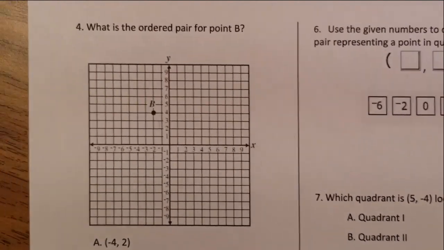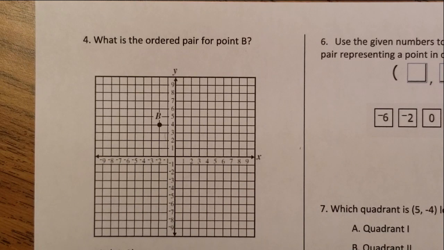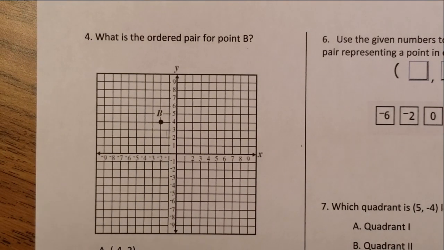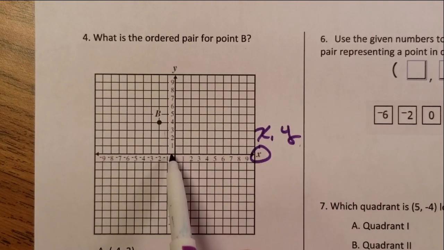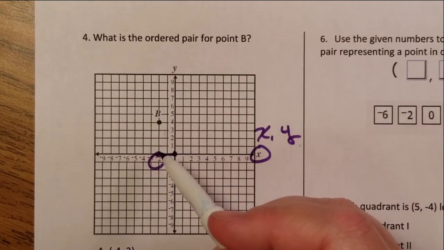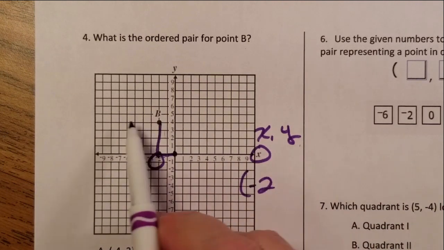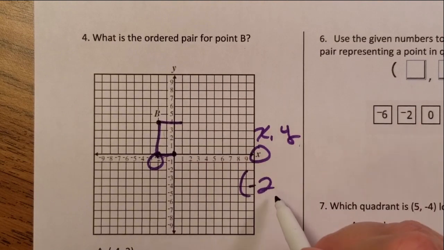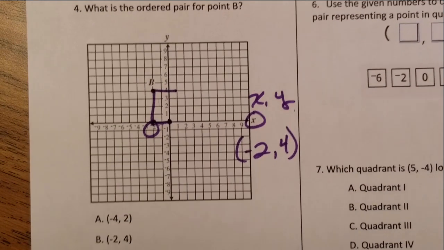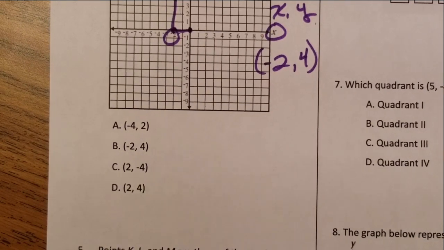On number 4, it says, what is the coordinate pair for point B? So if we're on B, then we're going to know we do the X first. So the X, we're going to start at the origin and we come over because there's a -2 there. It comes straight down to the -2. And then it goes over. The Y is left and right. So we're going to come over here and we're going to hit the 4. So -2, 4. B is your answer.